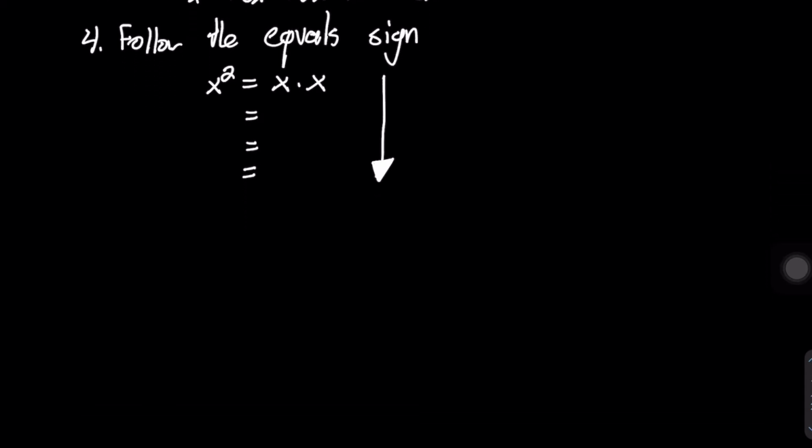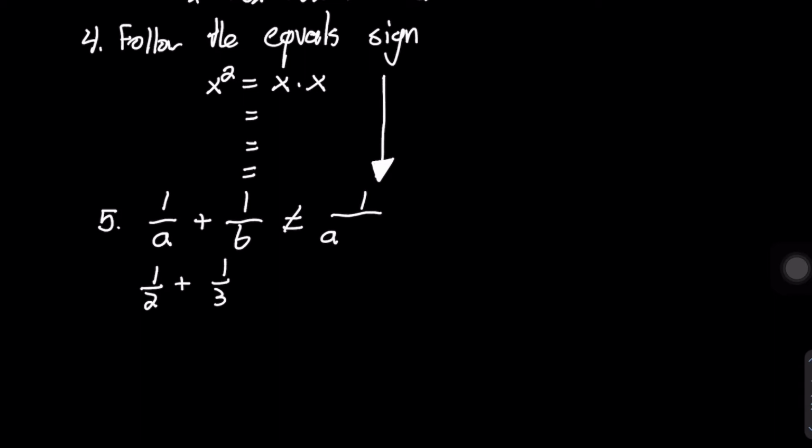So the next tip is when you're adding fractions, 1 over a plus 1 over b, it could be a half plus a third. It is not equal to 1 over (a + b).